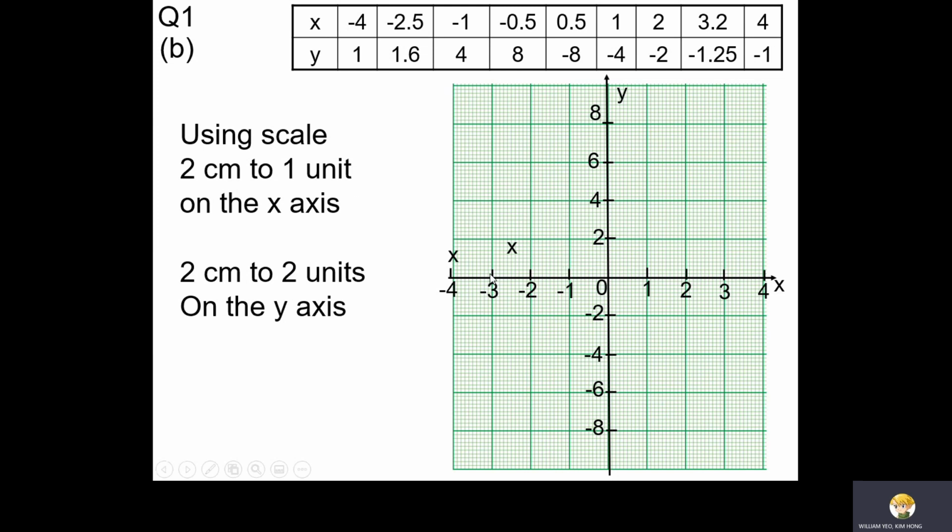Because for the y-axis, one big box is equivalent to 2 units, which means one small box here is 0.2. But for the x-axis, one small box is 0.1. So you have to be careful when you plot. Next point is -1, 4. This is quite easy, right? Here. Then -0.5, 8, so half and 8 here.